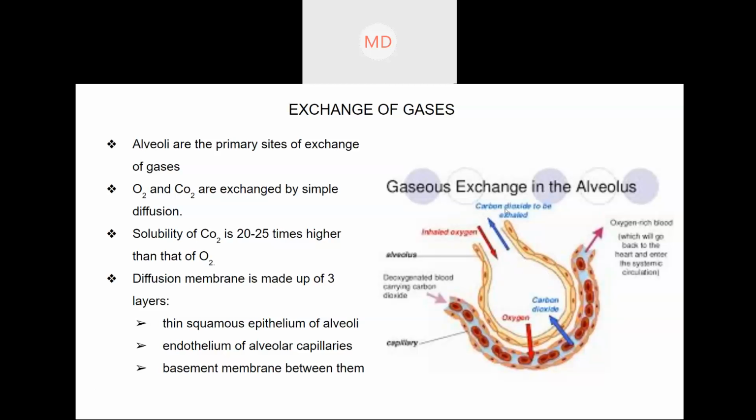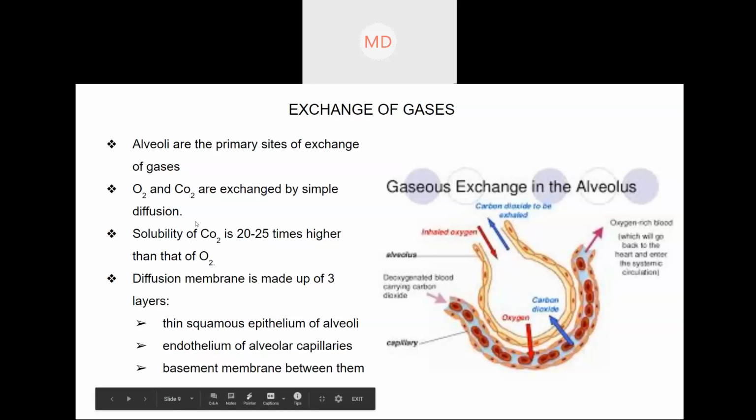Okay, this is simple. This is not as hard as the mechanism of breathing. That was a little bit complex, but this exchange of gas is very easy. There is actually some more stuff included, like partial pressure of oxygen and all those, how it is exchanged, everything is there. But since it is diploma, you don't need that much. Okay, so this is all about exchange of gas.